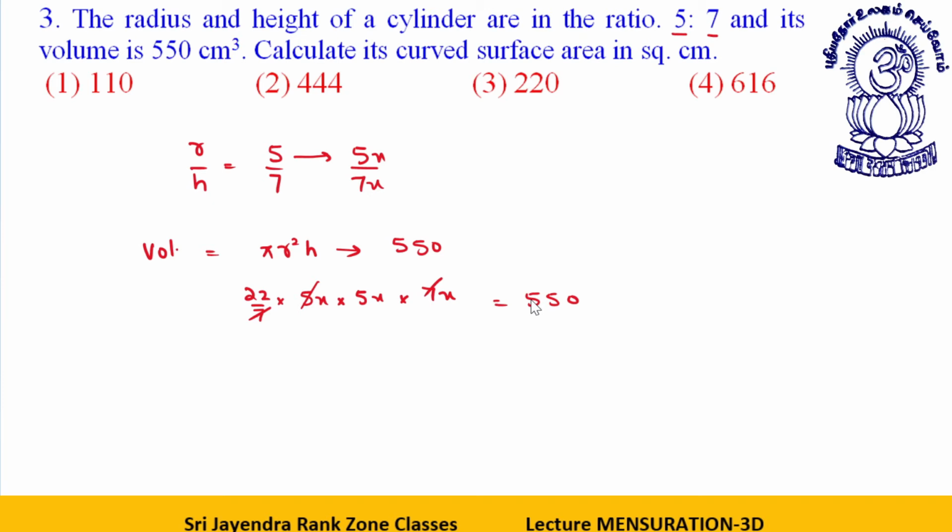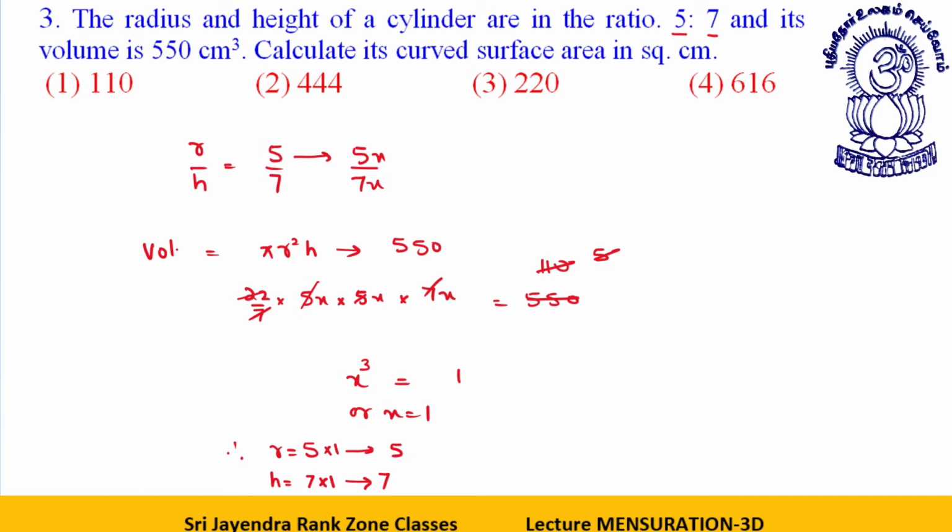So what do I have finally? I can say x cube is equal to 1, or x is equal to 1. Therefore, r is equal to 5 into 1, 5. H is equal to again 5 into 1. Sorry, h is 7 into 1, or 7. Clear, dear students? Any doubt? Okay, no problem, no doubt. Fine. Just give me a small second. Yeah, H is equal to 7.